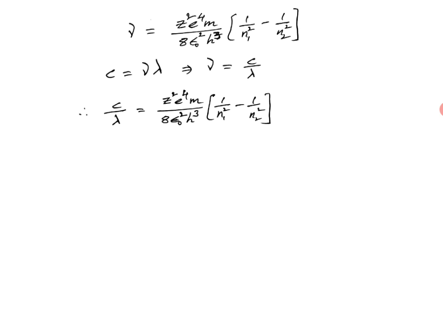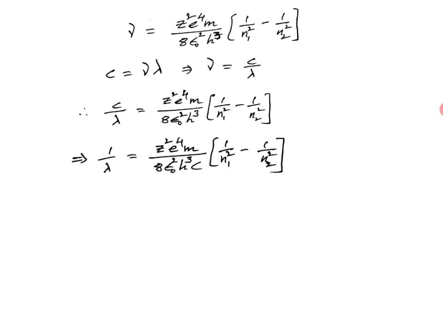Now we want the expression only for lambda, so we can analyze the same term as 1 by lambda. The 1 by lambda is nothing but the wave number, so that we can get. Okay, so if we also shift c towards the right, then 1 by lambda equals Z square e^4 m by 8 epsilon naught square h cube c, into 1 by n1 square minus 1 by n2 square. So this is the expression for the wave number in general for any atom.